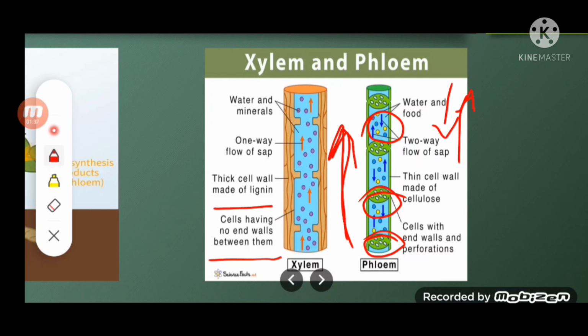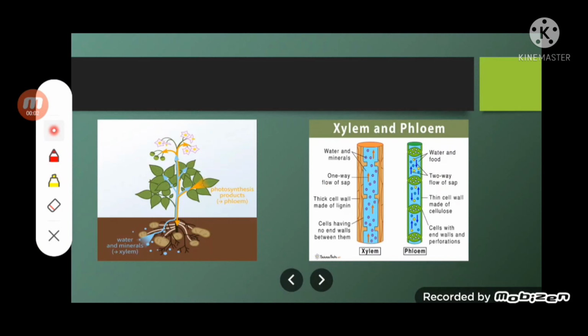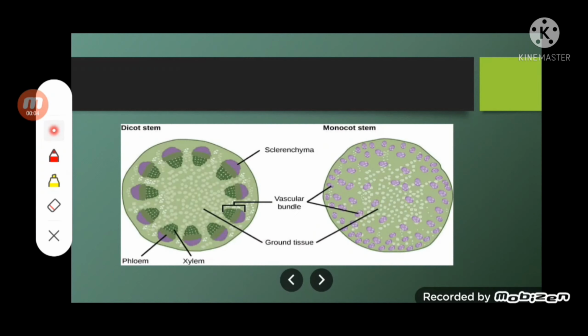Whenever the food is prepared in leaves, it can go to the tip of the plant or it can go to the root of the plant, and it is also transported to the storage organs, means wherever it is required. Let us move to the next slide.